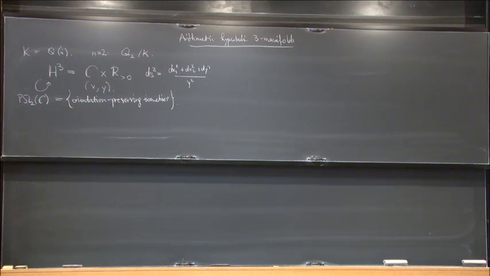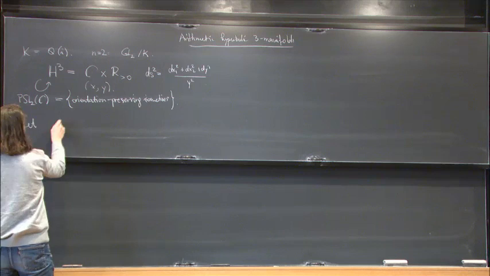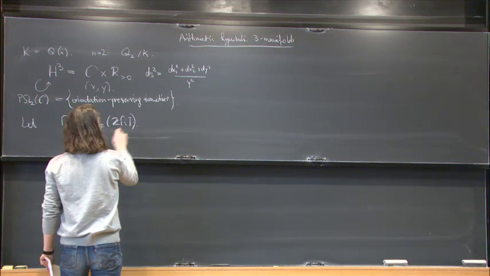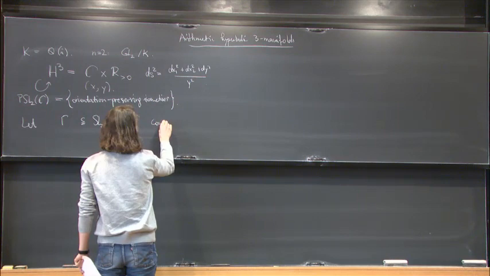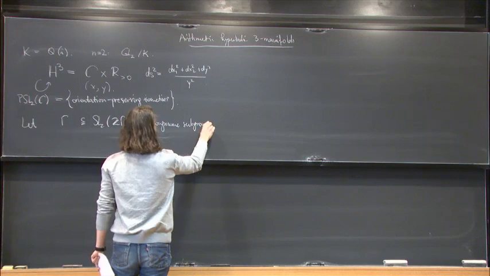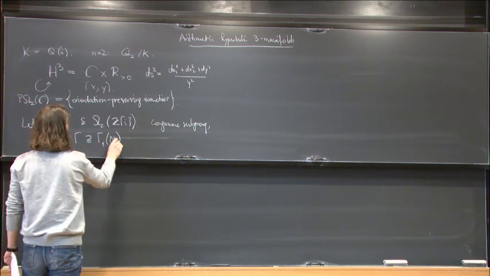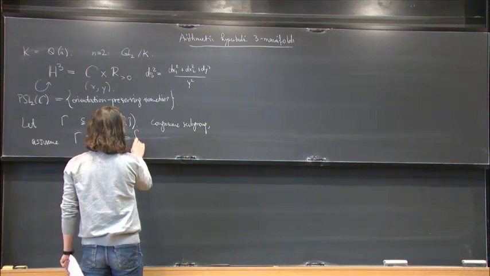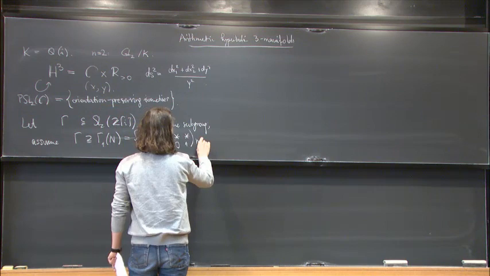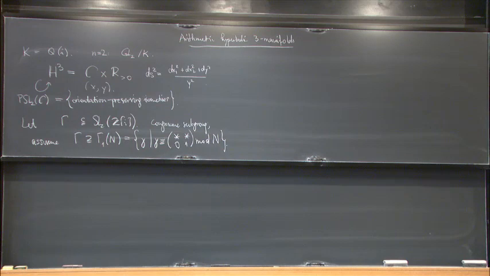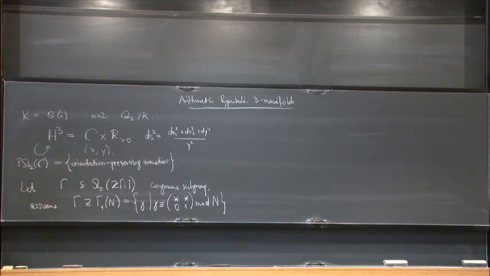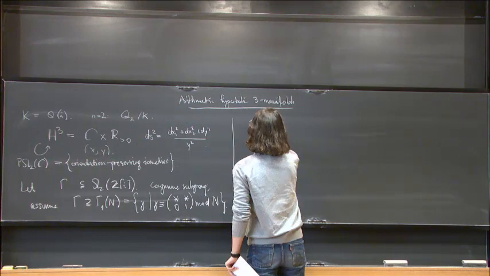And so we can play the same game as for GL2 over Q. So we take inside SL2 of the ring of integers in K a congruence subgroup. For some very small technical reasons, I will assume, as I did last time, that it contains a congruence subgroup of the form gamma 1 of n. So again, these are the matrices which are congruent to a matrix of this form, modulo n. And then we form this locally symmetric space, which is H_C mod gamma.